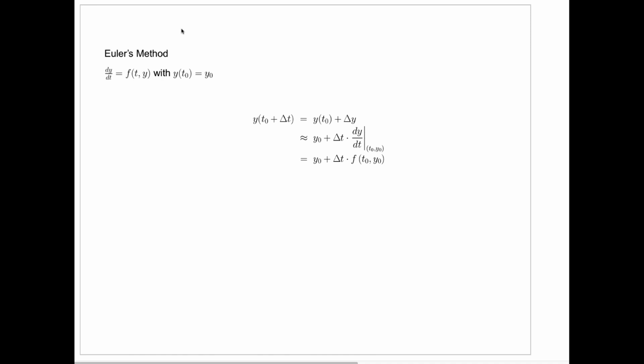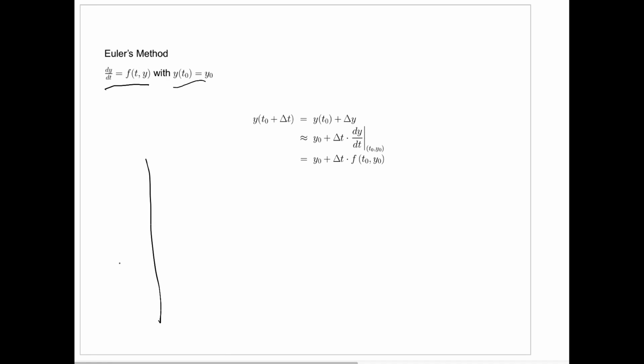We're going to talk about Euler's method, which is a method for getting an approximate solution to a first-order differential equation. We're going to start with a first-order differential equation in this standard form. dy/dt is some function of t and y, and we'll have some initial condition, y of t naught equals y naught.